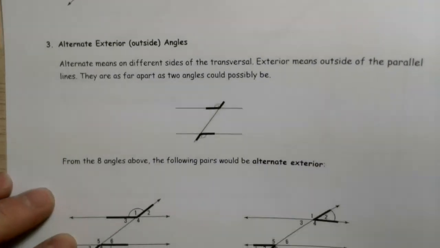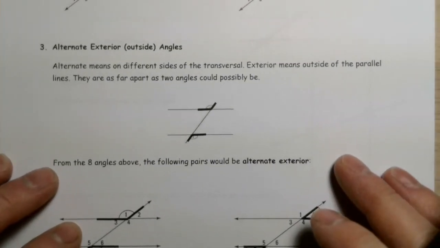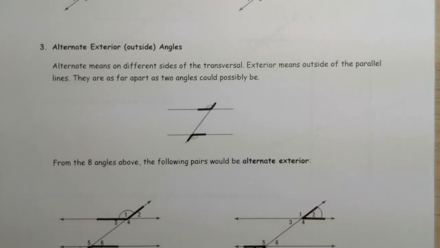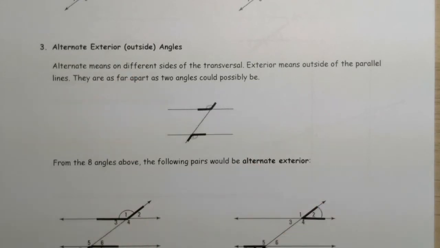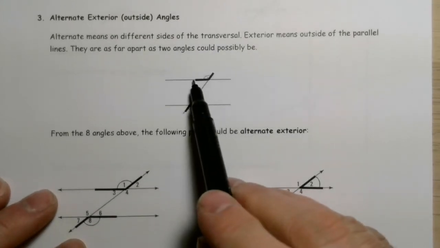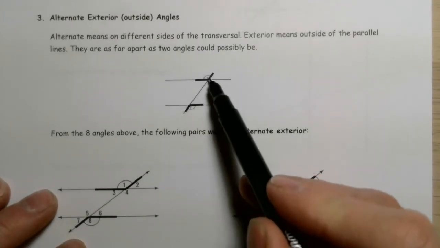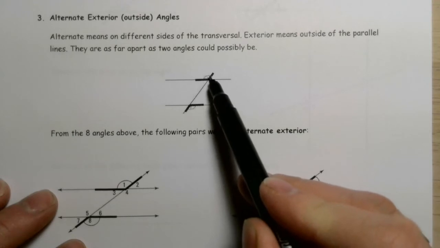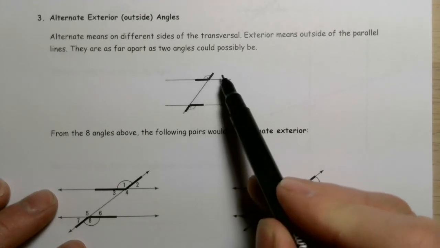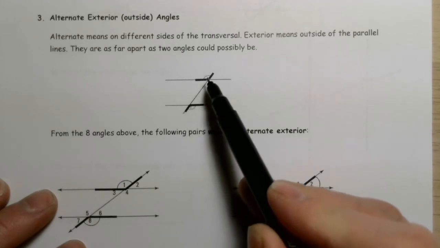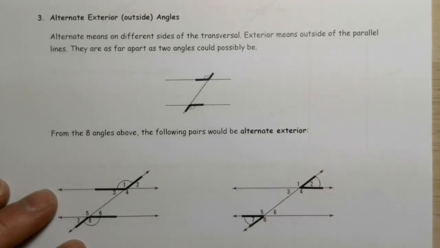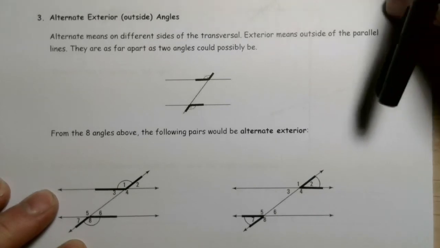Another way that we can look at this are what we call alternate exterior or outside angles. Now, alternate again means different sides of the transversal, but this time exterior means outside of the parallel lines, not in between. And so in this case right here, here's my parallel line, there's my transversal, it forms this angle right here. On the other side of the transversal and on the outside again of the parallel lines, I've got this angle. Those two are going to be the same. Those are alternate exterior angles.